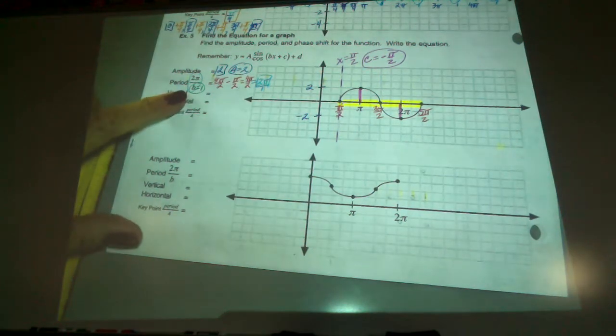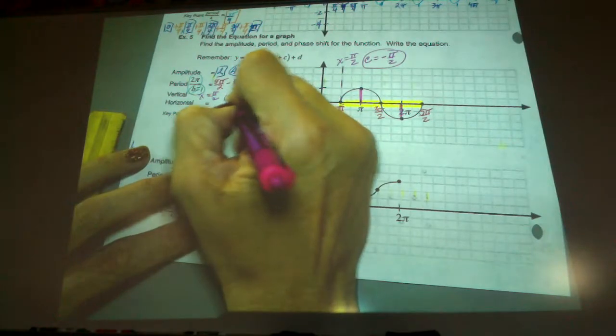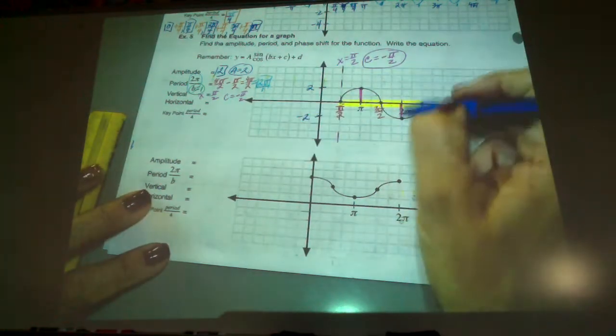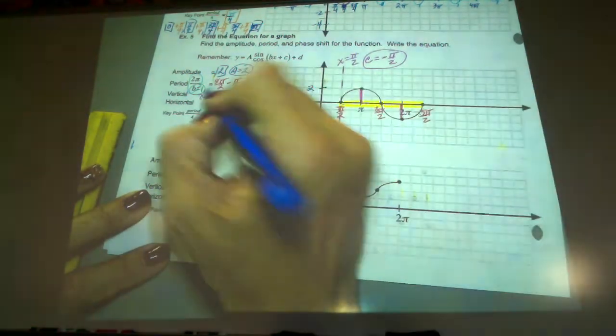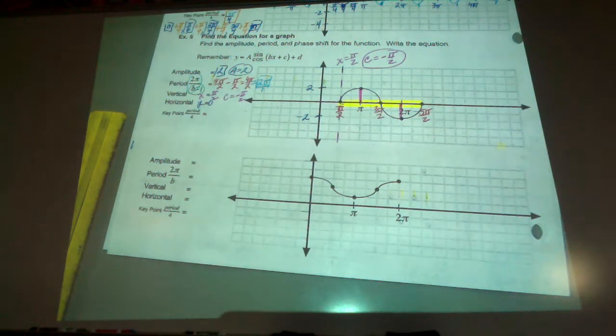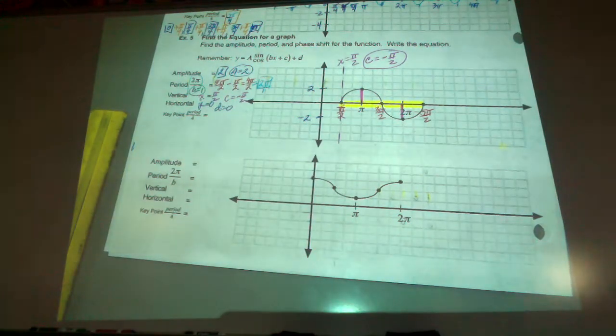So my vertical, even though it's x equals pi over 2, the C is negative pi over 2. Has my horizontal changed? Is that the same distance here as it is here? Yep, so my horizontal hasn't changed, it's still y equals 0. And I don't really care about my key point increments, that doesn't matter for my equation. And so if my horizontal hasn't changed, isn't D equal to 0 then? Because there's no up or down movement. So we're ready to write our equation.